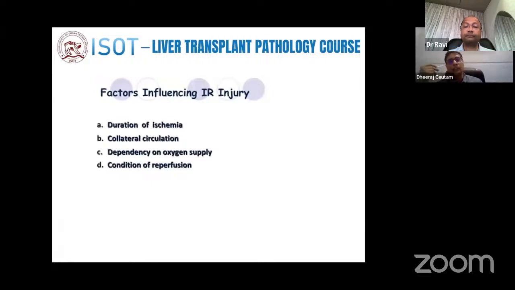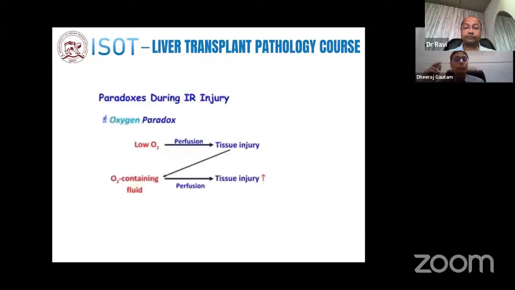So factors influencing IR injury are duration of ischemia, then collateral circulation, which is very, very poor in liver transplant, dependency on the oxygen supply, and condition of reperfusion. As I already said, the paradox has several types. First we will talk about the oxygen paradox. Low oxygen leads to injury, and when oxygen-containing fluid is circulated, there is again reperfusion, which leads to more injury.